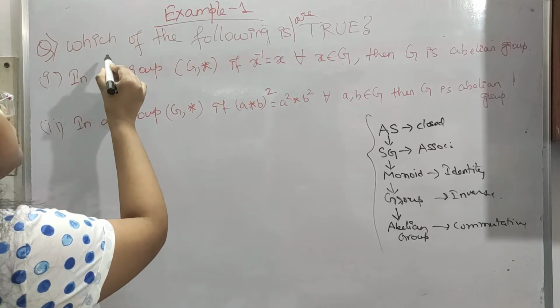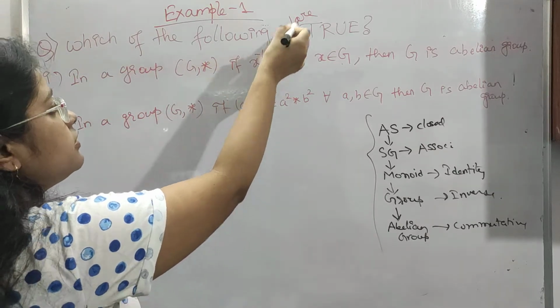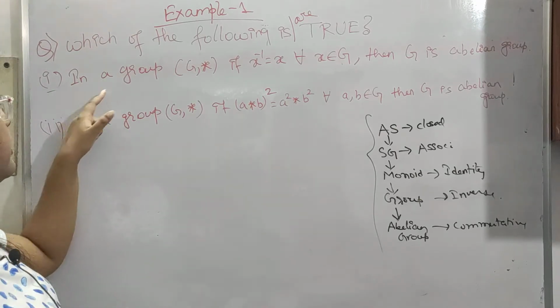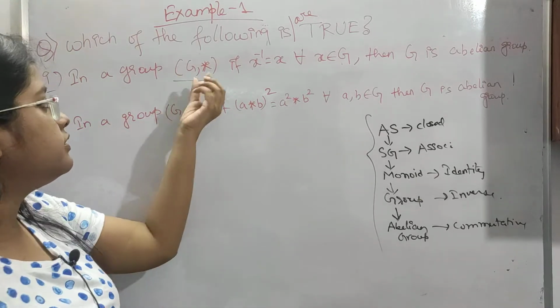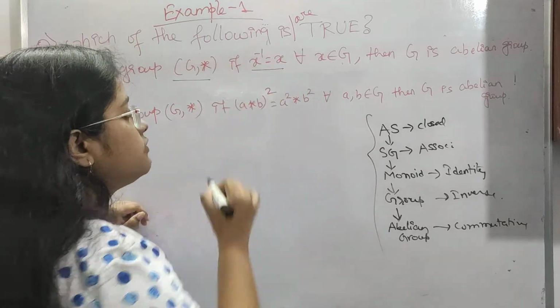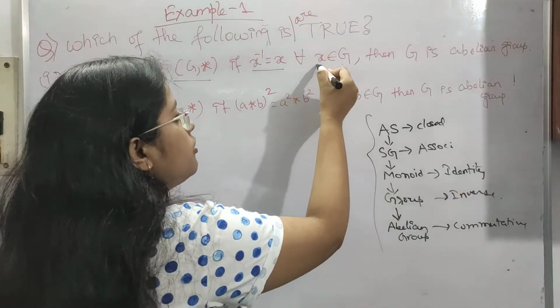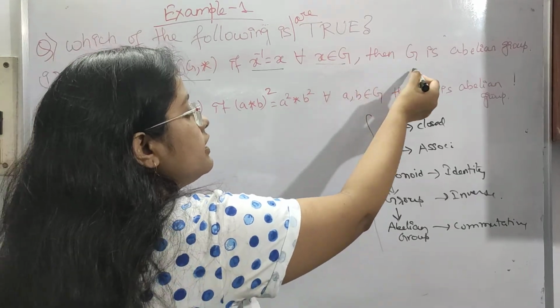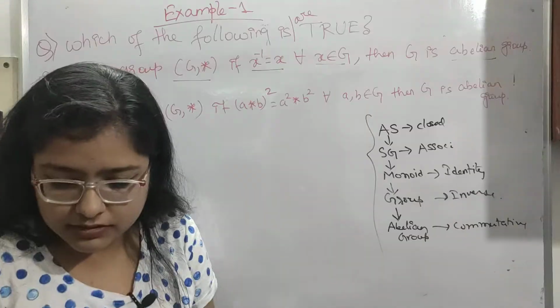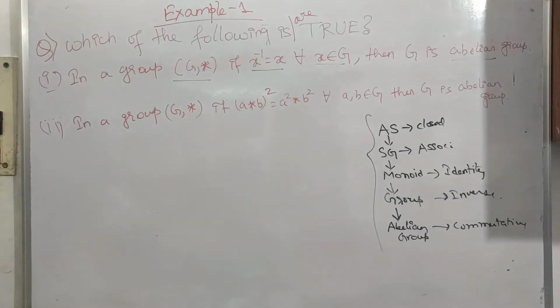Which of the following statements is or are true? Number one: in a group G, where star is any binary operation, if x star x is equal to x, for all x belongs to G, then G is an Abelian group.